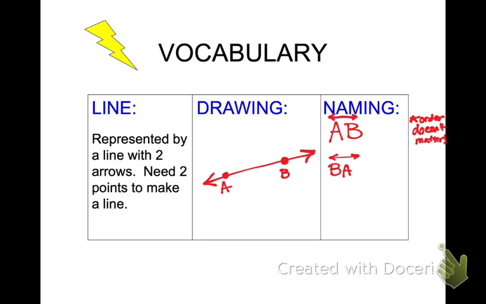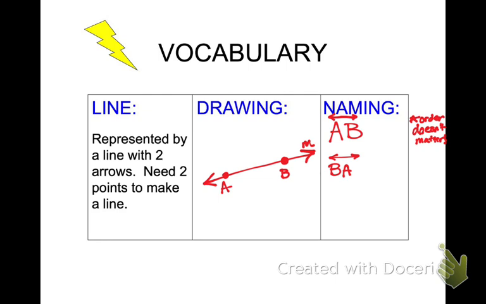So if I start at A, go through B, or start at B and go through A, I'm going to get the same line. Okay. Now there's a third way that you can name a line. Sometimes you'll see a lowercase letter that's italicized. Now it's hard to make italicized letters yourself without putting italicized in the document, so I'm going to put a little M there and curl it a little bit to make it look different. Sometimes you'll see an italicized lowercase letter hovering above one of the arrows of your line.